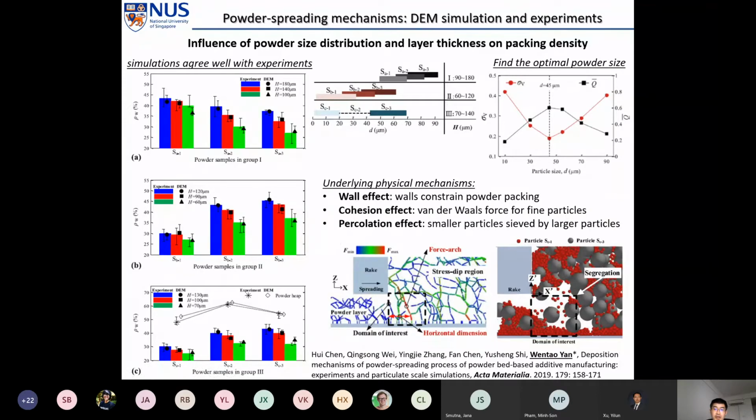And secondly is the cohesion effect. This cohesion effect is mainly due to the van der Waals force between fine particles. So these two are relatively easy to understand. The third one is pretty interesting.